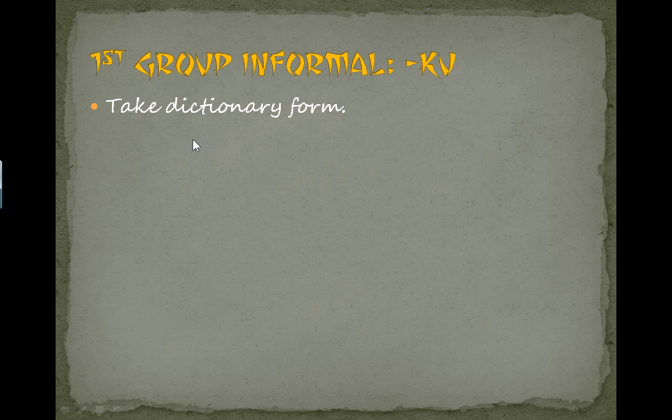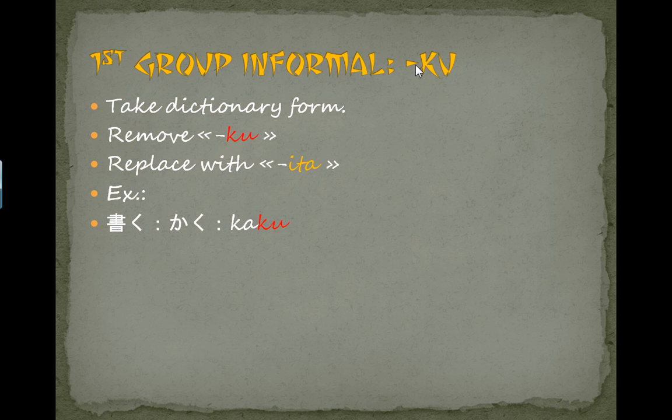Now I'm gonna go a little bit faster because it's pretty much always the same pattern. You just look at the last syllable and you change it with something else. So this time the last syllable of the dictionary form is ku. So you remove the ku and you replace it with ita. Just like, for example, kaku, which means to write. So you remove the ku and you replace it with ita. You get kaita, which means wrote in the past, and this kaku is in the present.